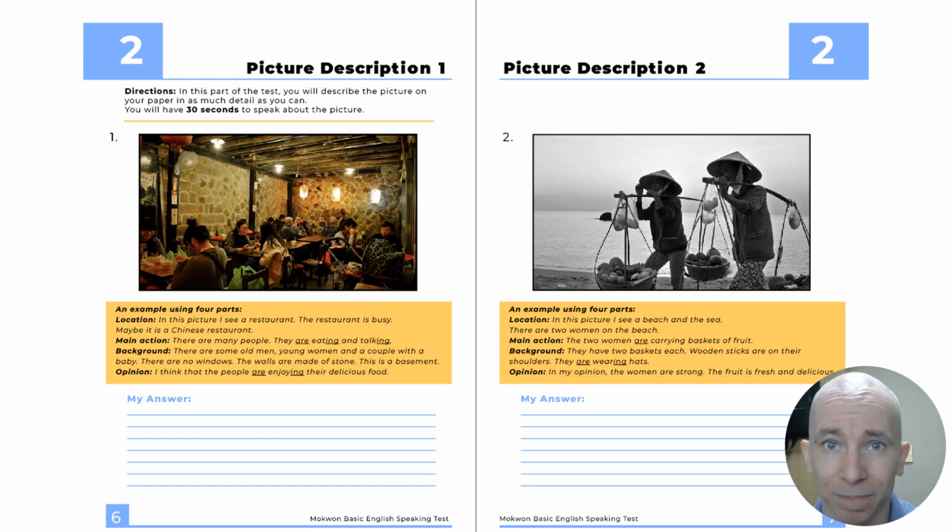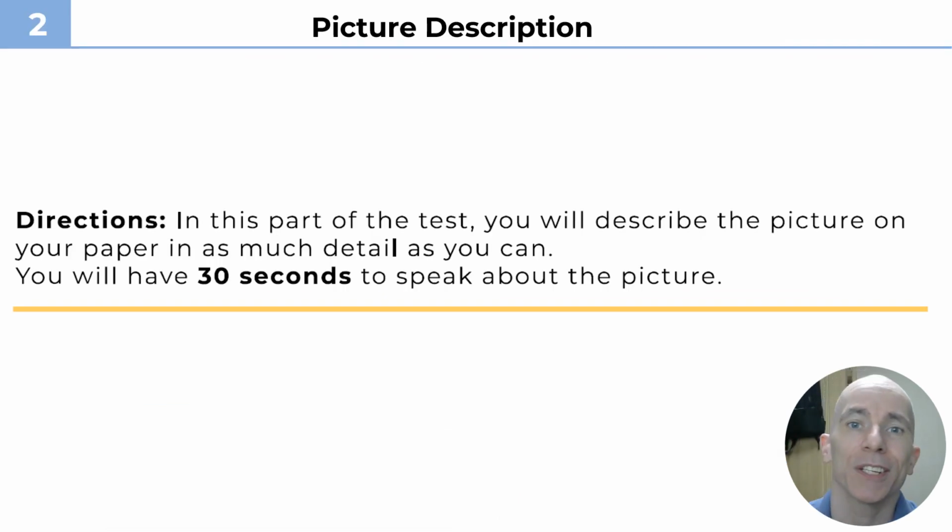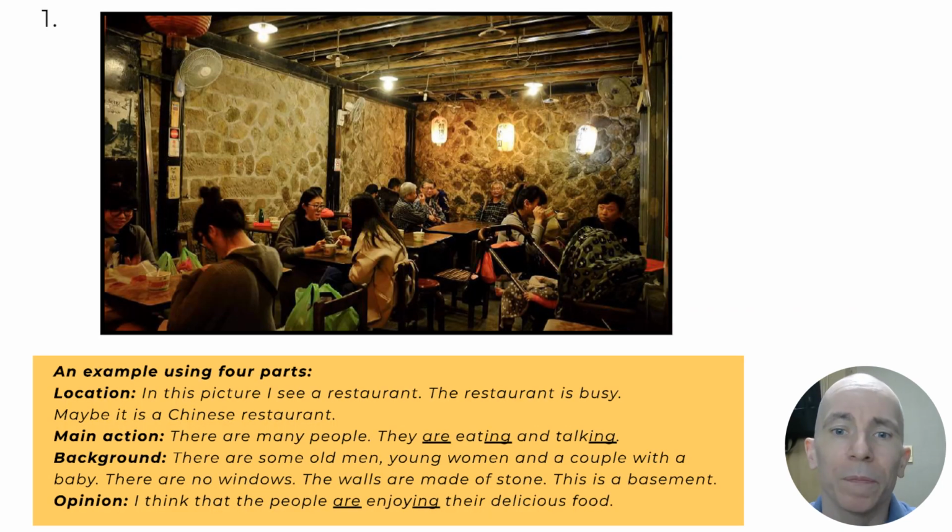Picture description. We see these kinds of questions on many different tests. TOEIC, TOEFL, there's a lot of examples of picture description on English tests. So, your goal is to describe the picture. Tell a story about the picture for 30 seconds. Keep talking for 30 seconds. Now, here are some examples.